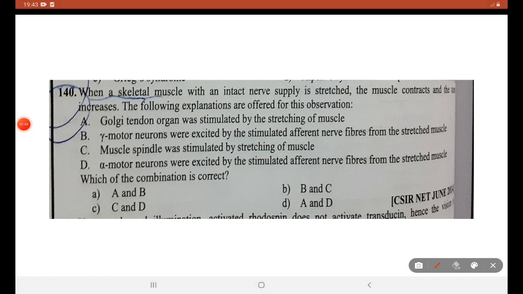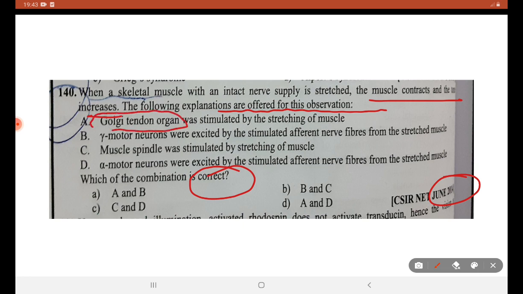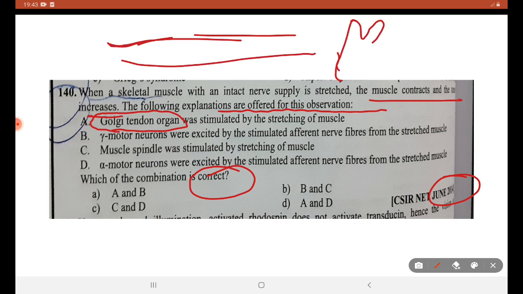Next, a question from June 2014. When a skeletal muscle with an intact nerve supply is stretched, the muscle contracts and tension increases. Which of the following statements are correct? We are going to find the correct statements. Golgi tendon: we saw yesterday about the Golgi tendon, where the muscle and bone get attached. If they are stretched, the Golgi tendon will have a role. So this can be a possible option, but let's wait.